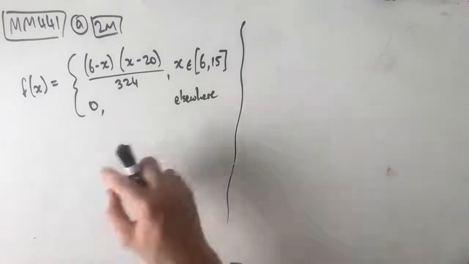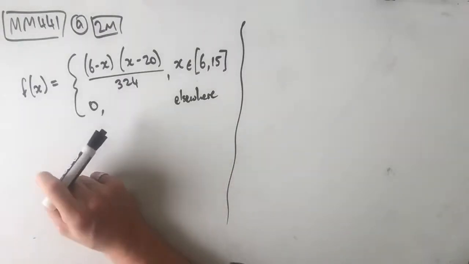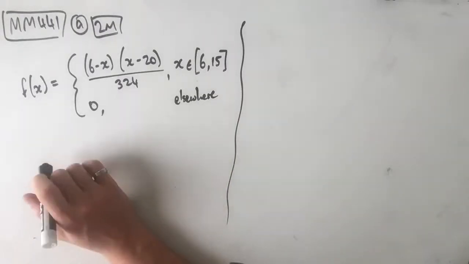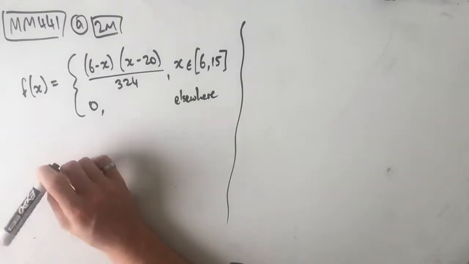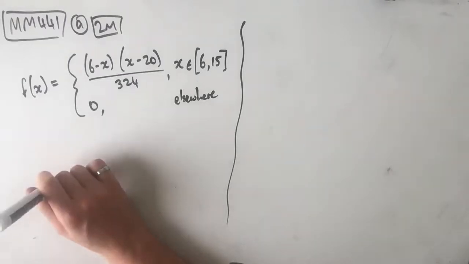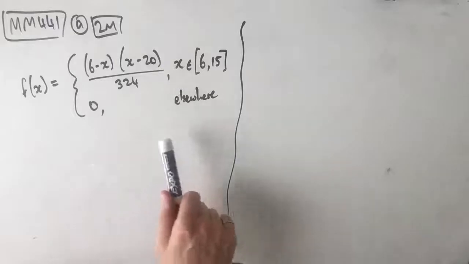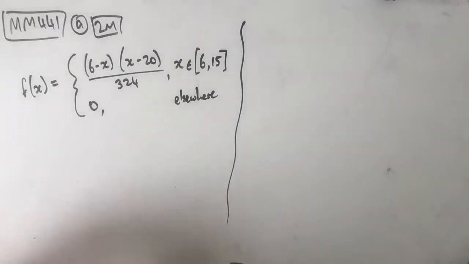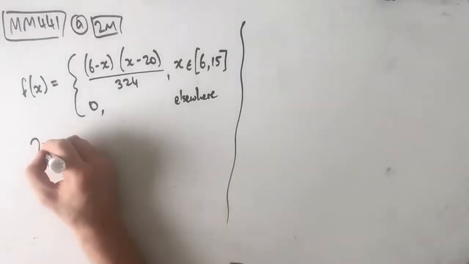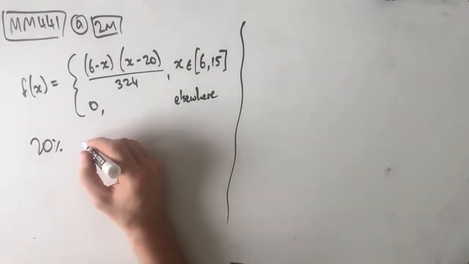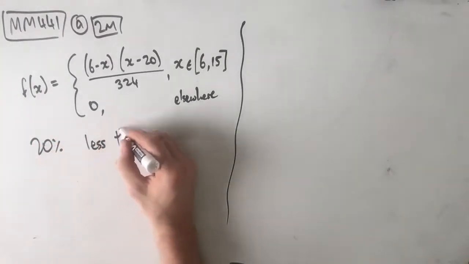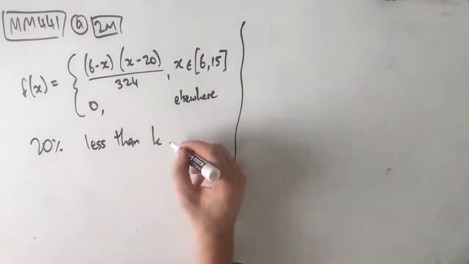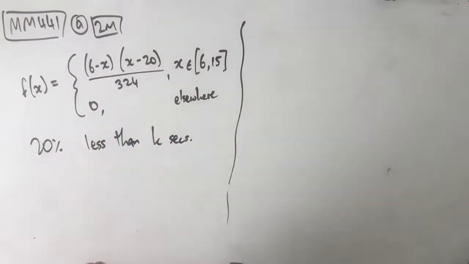In this question, VicRoads is looking through their data to determine what type of cars Victorians drive. The time it takes for a car in Victoria to reach 100 kilometers an hour is a continuous random variable x seconds given by this probability function. Part A, a 2-mark question, says 20% of the cars take less than k seconds to reach 100 kilometers an hour. What is the value of k correct to 2 decimal places?